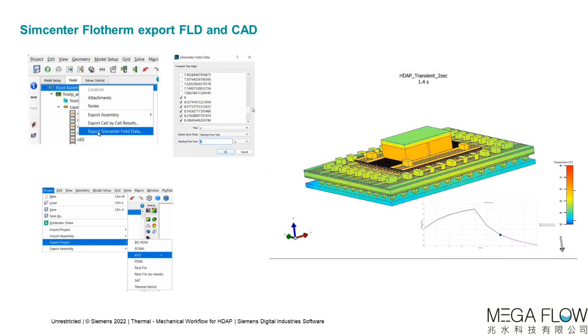Now we can start exporting data from Simcenter Flotherm that is needed in Simcenter 3D to perform a structural analysis. First, we export the field data, which consists of the temperature results of the package. When we select that export option, we have the ability to filter which time steps we want to export the temperature results from. In our case, we export from 8 to 10 seconds, so we use the filter option starting time from and set it to 8 seconds. Next, we export the CAD geometry by going to the Export Project option.